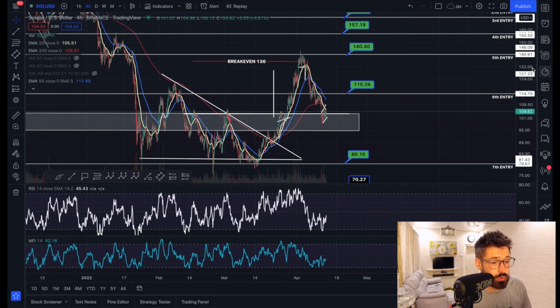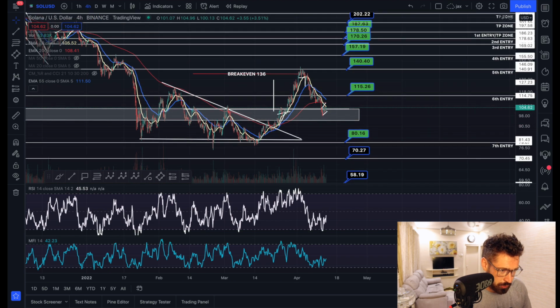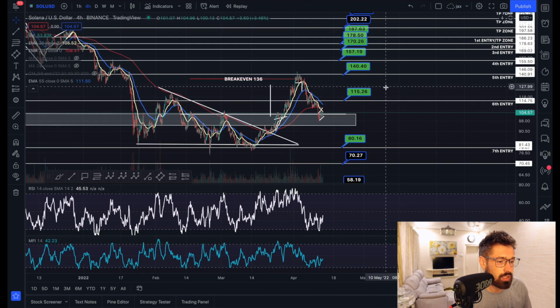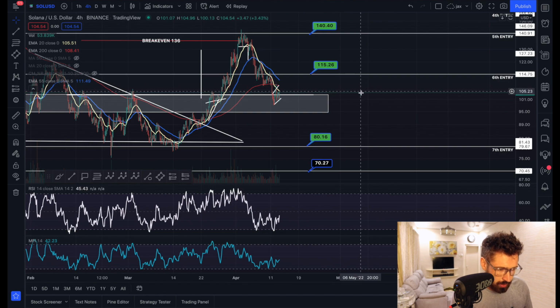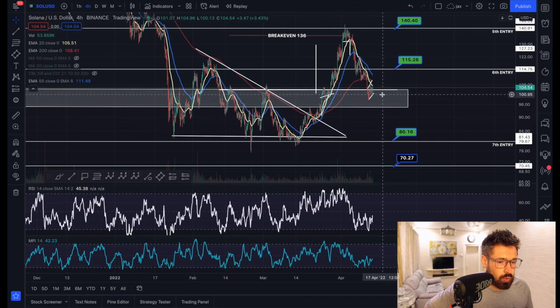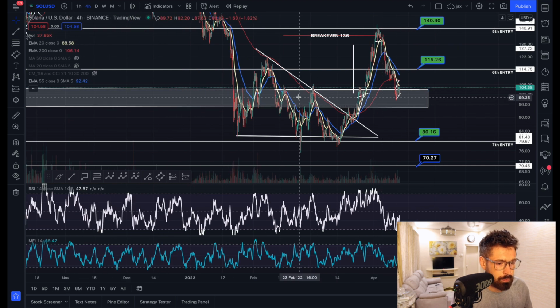We've had 7 entries with our break even sitting at 136. My entries were quite close together with Solana. Going forward, I won't have as many entries as I know it spreads you a little bit thin as a spot trader. But as we can see here right now for Sol, there is a strong level of support coming in between about 103 and about 94.